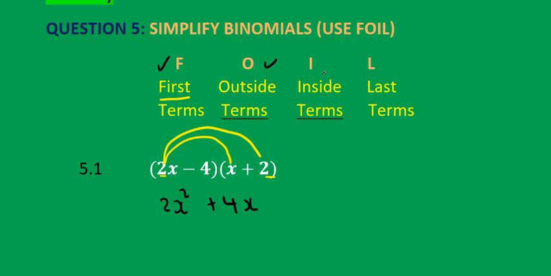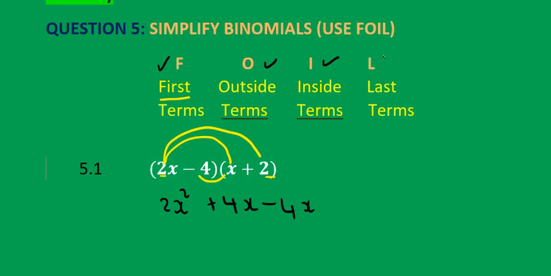And then I is for the inside. Which terms are inside? These 2 are inside. So we multiply those 2, and those will give us negative 4x. So we multiply the terms inside. That's what the I for FOIL is for.